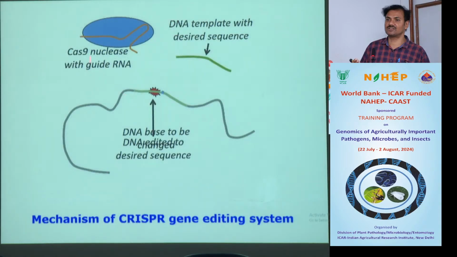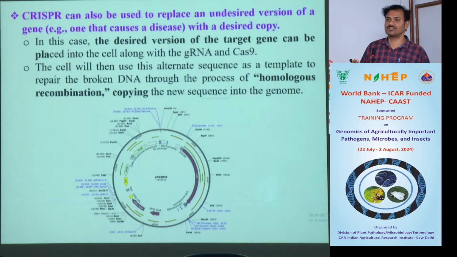So as shown here, this is the Cas9 nuclease complex with guide RNA, and this is the host genome. Now the point here is, we often think that CRISPR can be used only for mutating, but it can also be used to replace the gene with a desired gene.